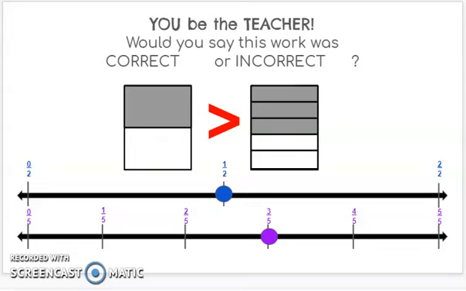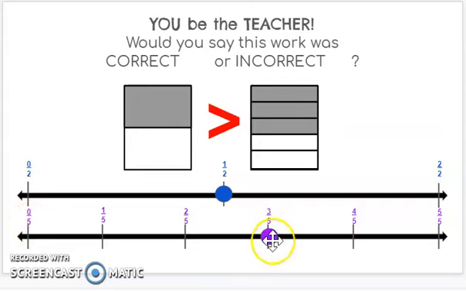Would you say that this work was correct or incorrect? So here's 1/2. And then look at the fraction they decided to use. I see that they cut the whole into 5 pieces, so that tells me they're making fifths as the unit. I see they've shaded in 3 of those pieces, so I know the fraction would be 3/5. They even did a great job on this number line. They made fifths, they labeled each tick mark, and they even plotted the point on the number line of where 3/5 would be.